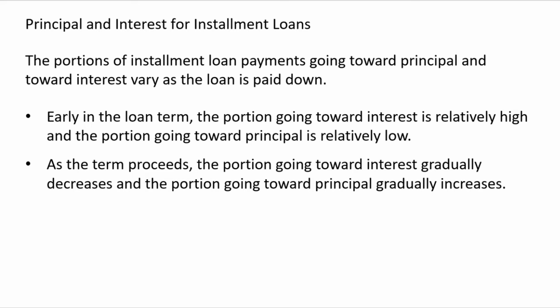Principal and interest for installment loans. The portions of installment loan payments going toward principal and toward interest vary as the loan is paid down. Early in the loan, the portion going toward interest is relatively high, and the portion going toward principal is relatively low. As the term proceeds, the portion going toward interest gradually decreases and the portion going toward principal gradually increases.